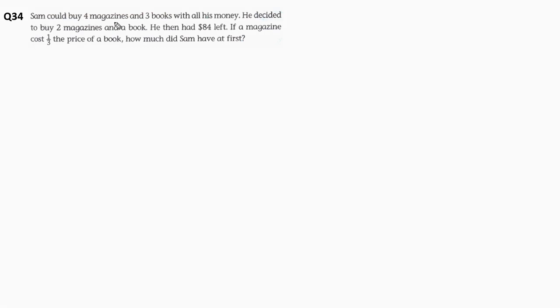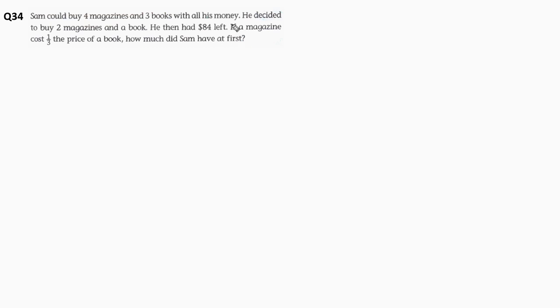Sam could buy 4 magazines and 3 books with all his money, and that means that he would have no money left. Okay. He decided to buy 2 magazines and a book. He then had $84 left. If a magazine costs a third the price of a book, how much did Sam have at first?